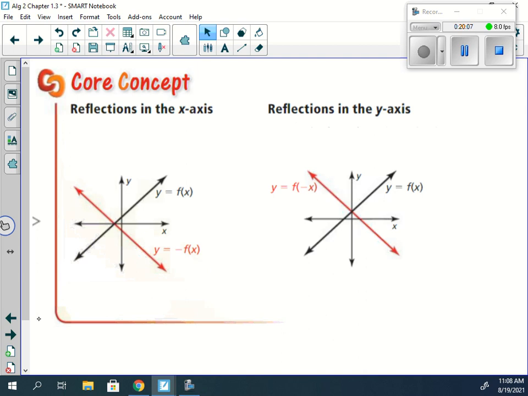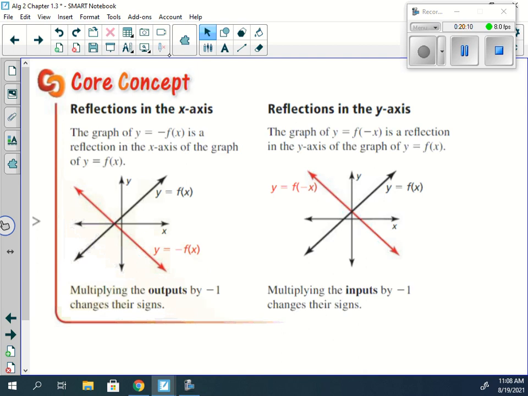All right, the next thing we're going to look at is reflections. Reflection in the x-axis and a reflection in the y-axis. Now, the reflections in the x and y axis are actually pretty straightforward. At least I think so. If they're not for you, that's not bad. There's nothing wrong with it. I've been doing it a while.